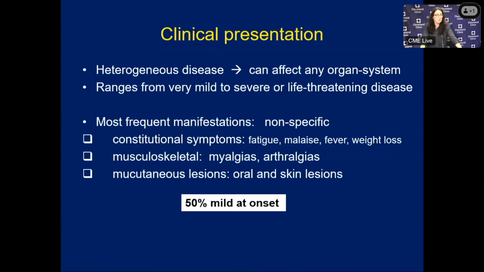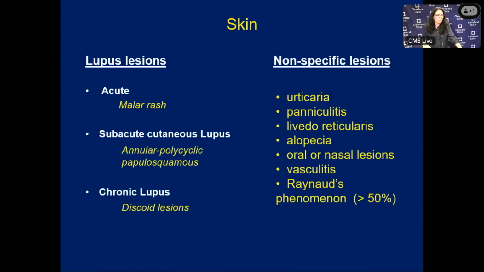But think about the most frequent manifestations, which are always going to be listed on these patients. They're very nonspecific, but a combination of constitutional symptoms, musculoskeletal symptoms, primarily joint and muscle pain, and mucocutaneous or skin lesions are present in the majority of patients, but they may be mild at onset.